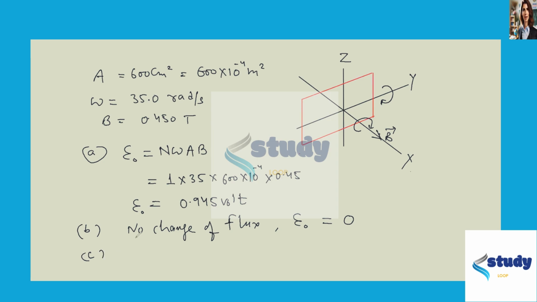Finally, in part C, the coil is rotated about an edge parallel to the z-axis. This is the z-axis. So if we assume the coil to be rotated about this arm like this, the same flux will be changing through the coil as it was changing in the first part of the problem. So the maximum EMF induced will remain the same, which will be given by the same expression. So we'll be having the same magnitude, 0.945 volt.